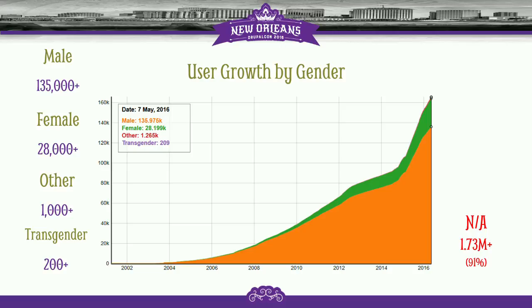This is, again, a small thing. Gender ratio has always been something I look forward to. In all the camps and meetups I organize, this is one thing I always measure. On Drupal.org, I actually calculated it, but I forgot the percentage right now, around 74%, I think. As of this morning, you have around 135,000 users identifying as male, 28,000 as female, around 1,000 saying other, and 200 as transgender.